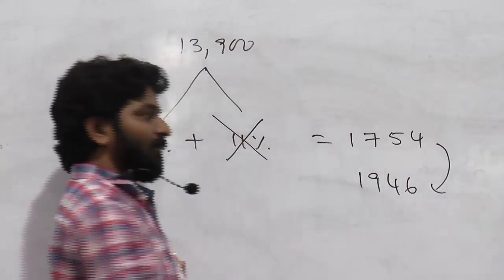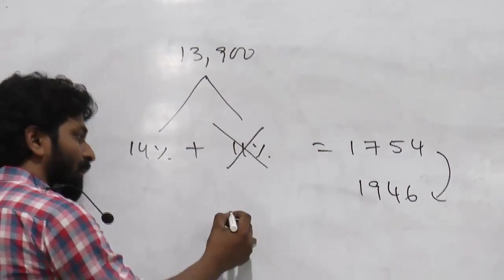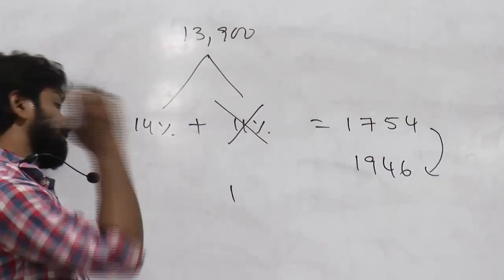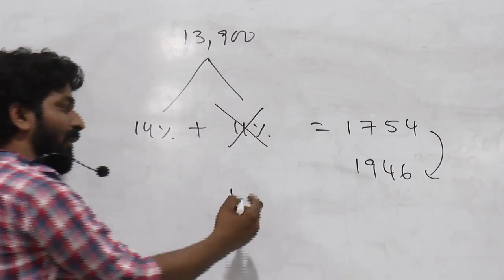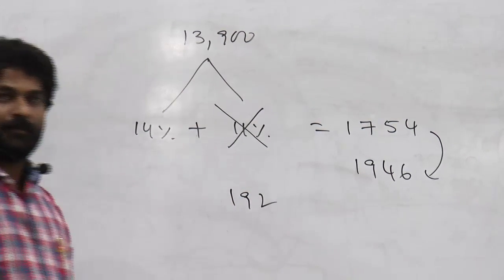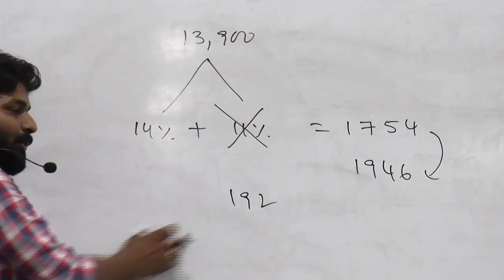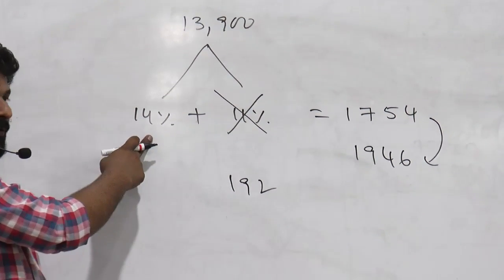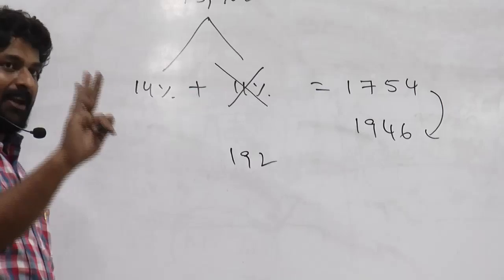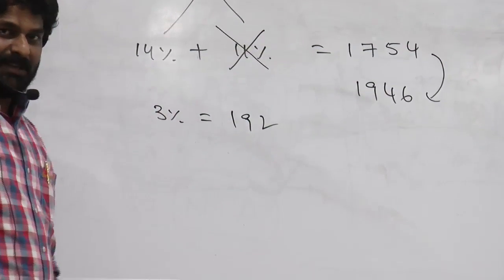We have some extra amount. How much extra did we get? 192 rupees extra. We got 192 rupees extra. Am I right? Now tell me, what is the reason for getting 192 rupees extra? Because instead of calculating 11%, we have converted it to 14%. So we have increased its value by 3%. Because of that 3% extra only, we got 192 rupees extra.